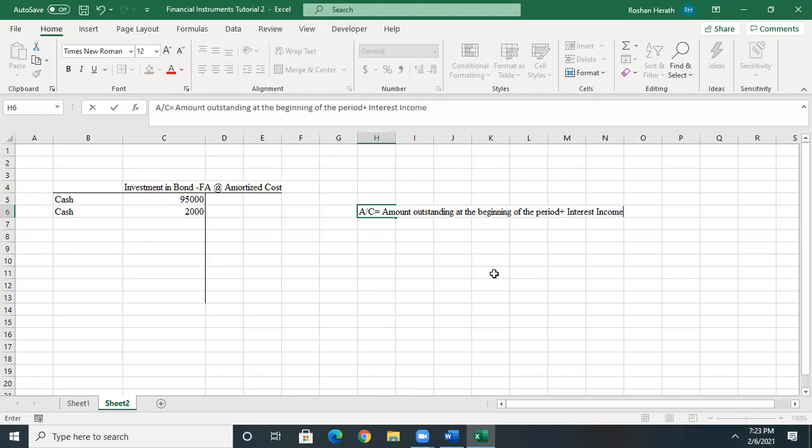You add the interest income at what? Effective interest rate.